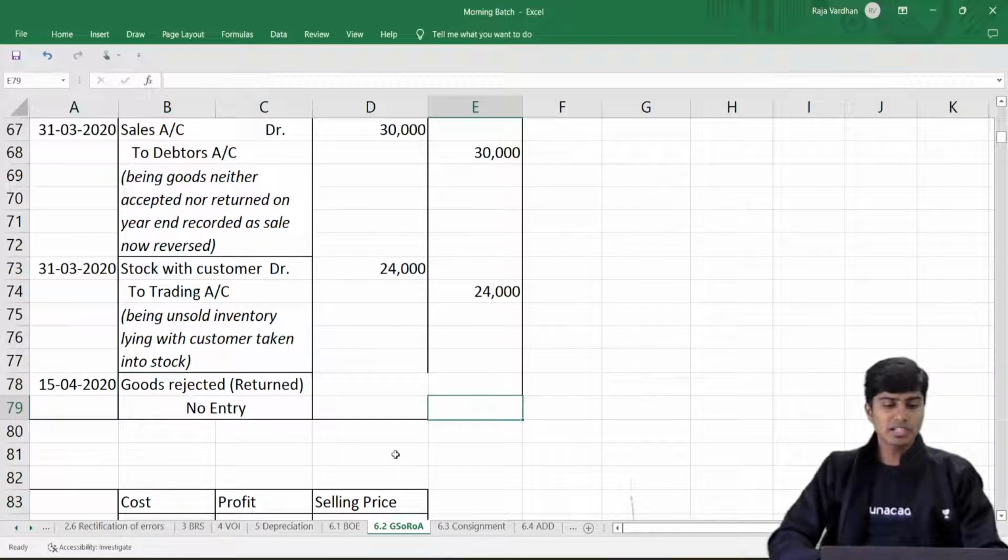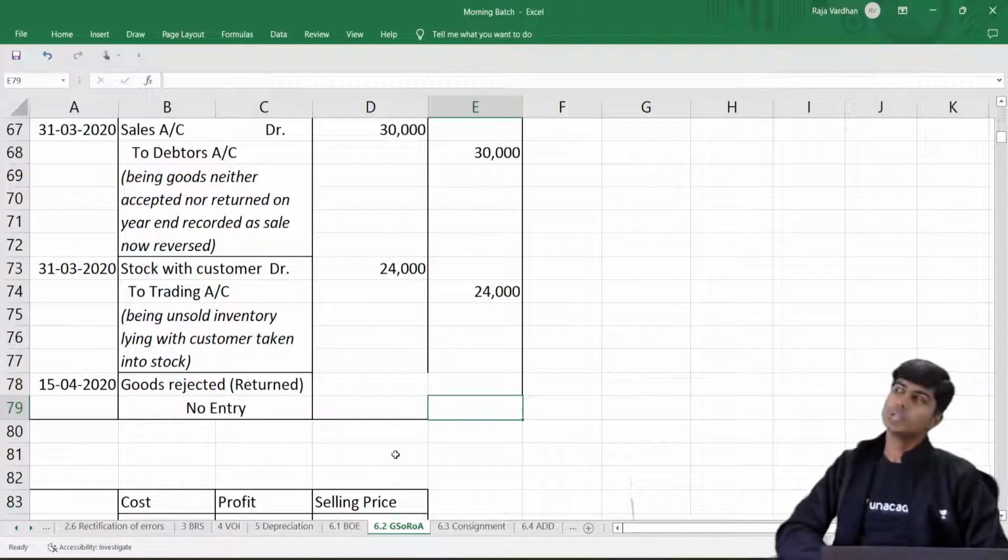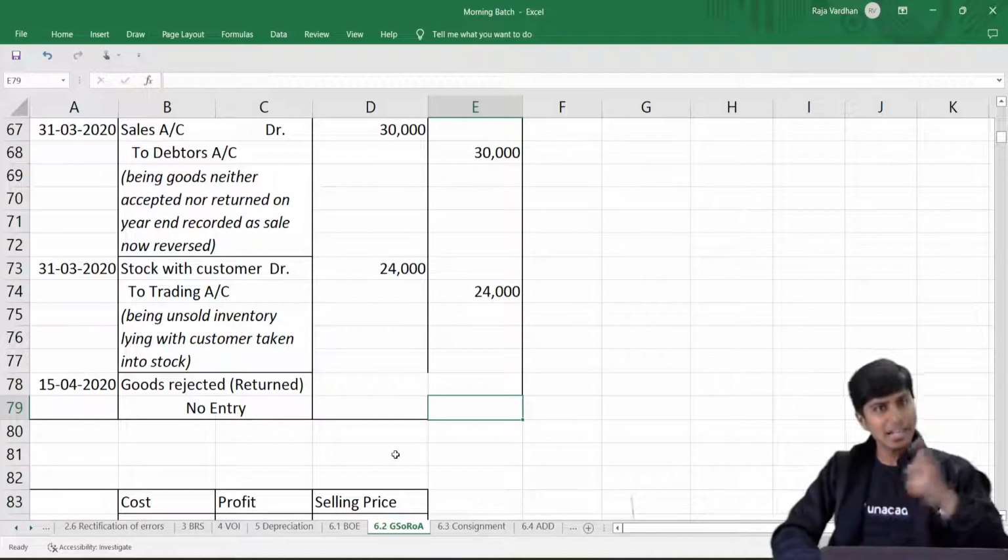Anil Kapoor, Bipasha Basu, Salman Khan, and Laravata.